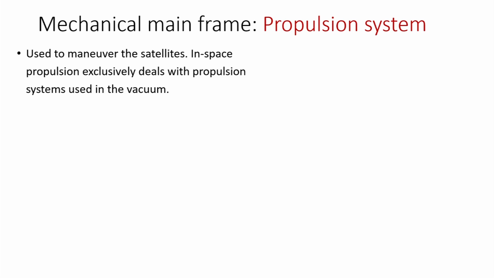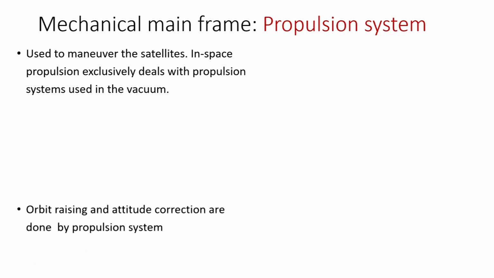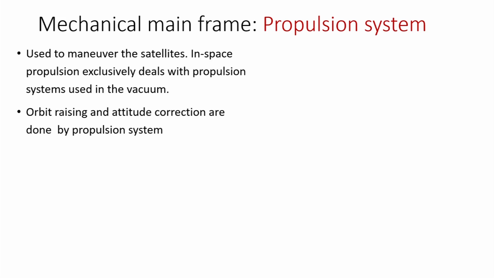For that we need the thruster, meaning a propulsion system. It can be a chemical or electrical system. Also, when it is in the orbit, sometimes because of the orbital perturbations, the satellite can get deorbited. In that case, if you want orbit raising, or you want to do some correction of the attitude, that is the orientation of the satellite, all these things are done by the propulsion system.